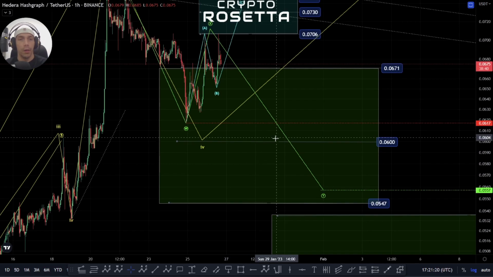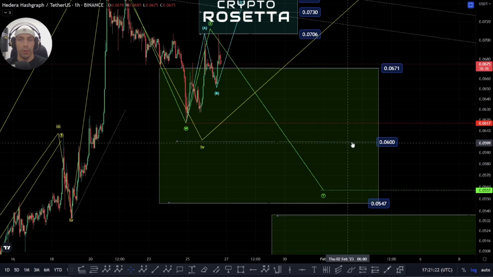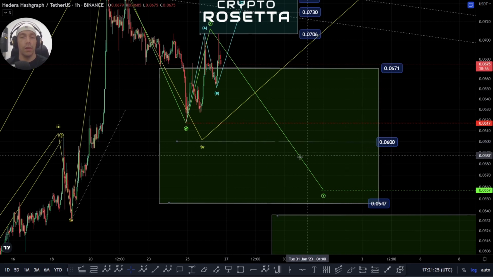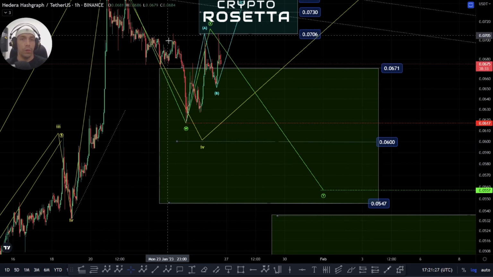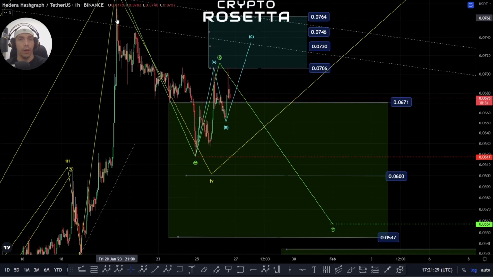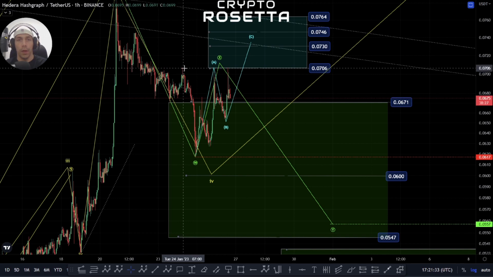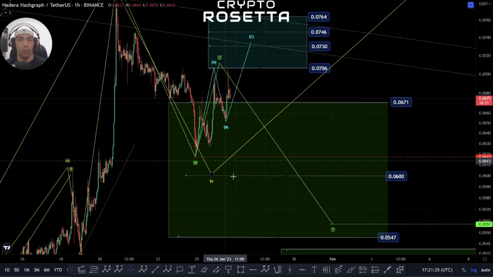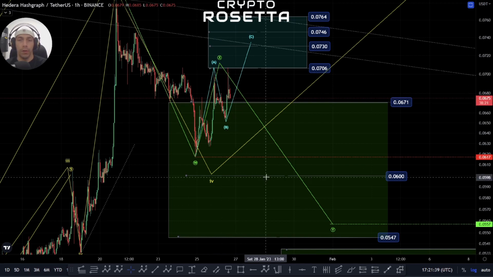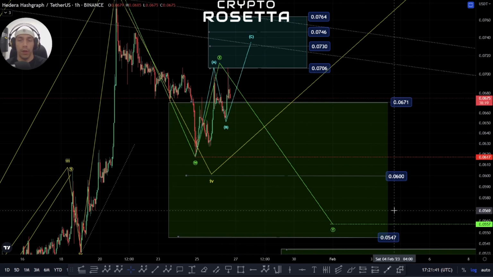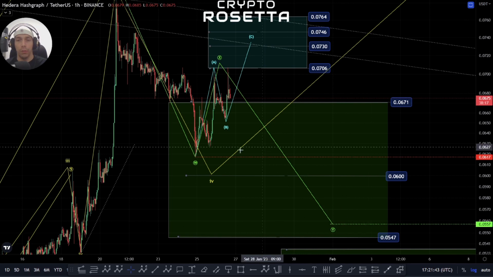But like I said, we'd have to see how we react around this 06 area, because this would still fit looking at it from further back here as a WXY. So WX, and then looking for this whole move to be a Y wave as well. So there's two options within this. Basically, we could look to settle at this $6 area, or alternatively we push deeper down.